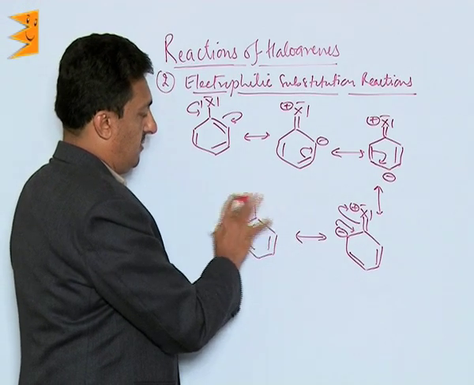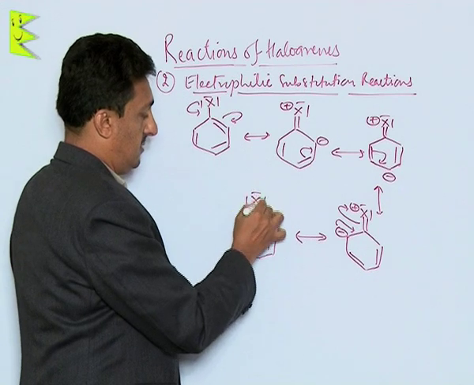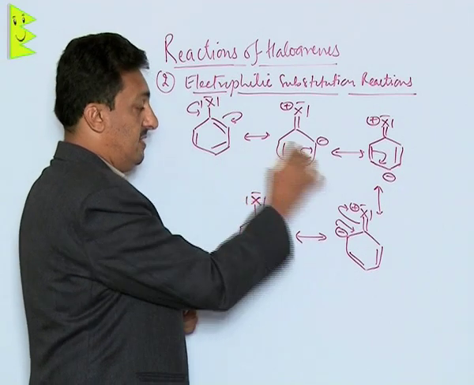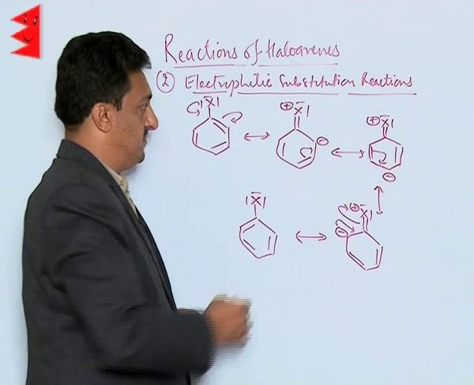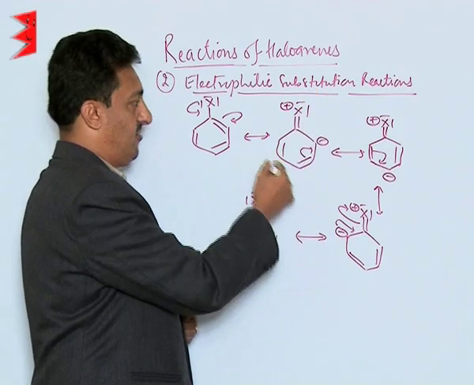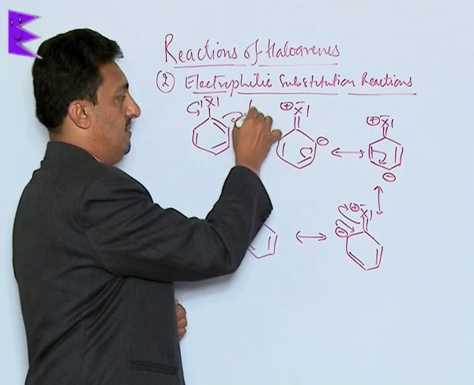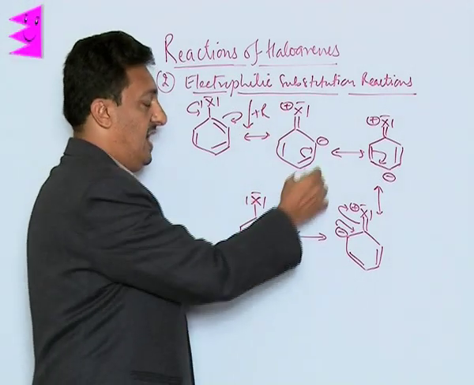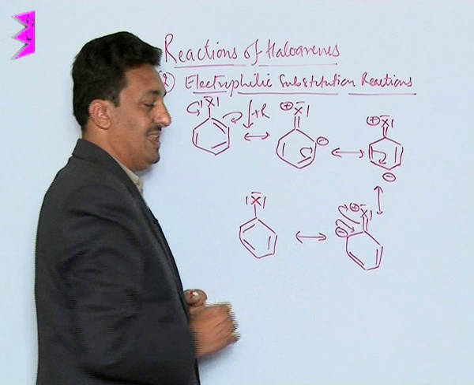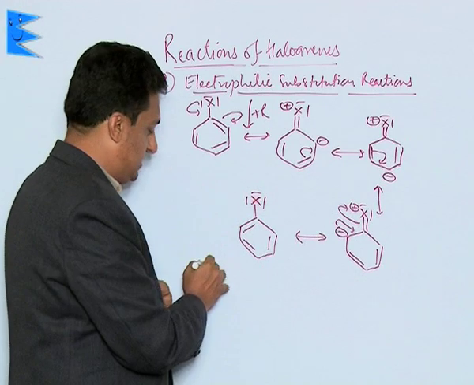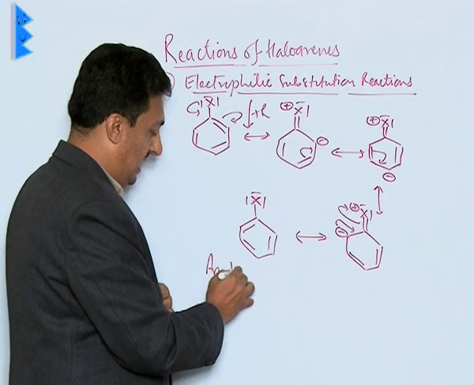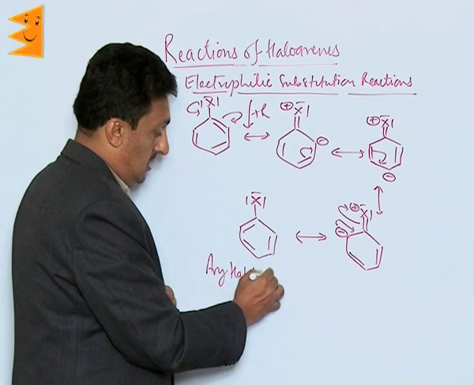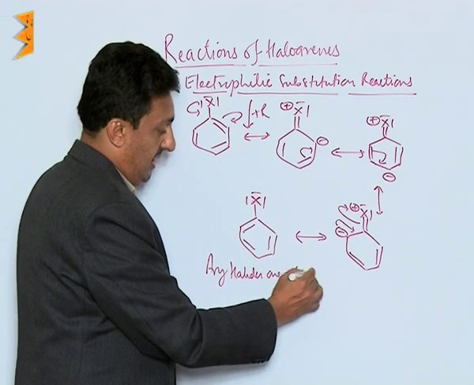So what you can see in this case is that in these 5 resonating structures, the halogen is donating electrons, so it is showing what? Plus R effect. And as a result, we have what? High electron density in ortho and para positions. So what we write is, yes, aryl halides are ortho-para directing.